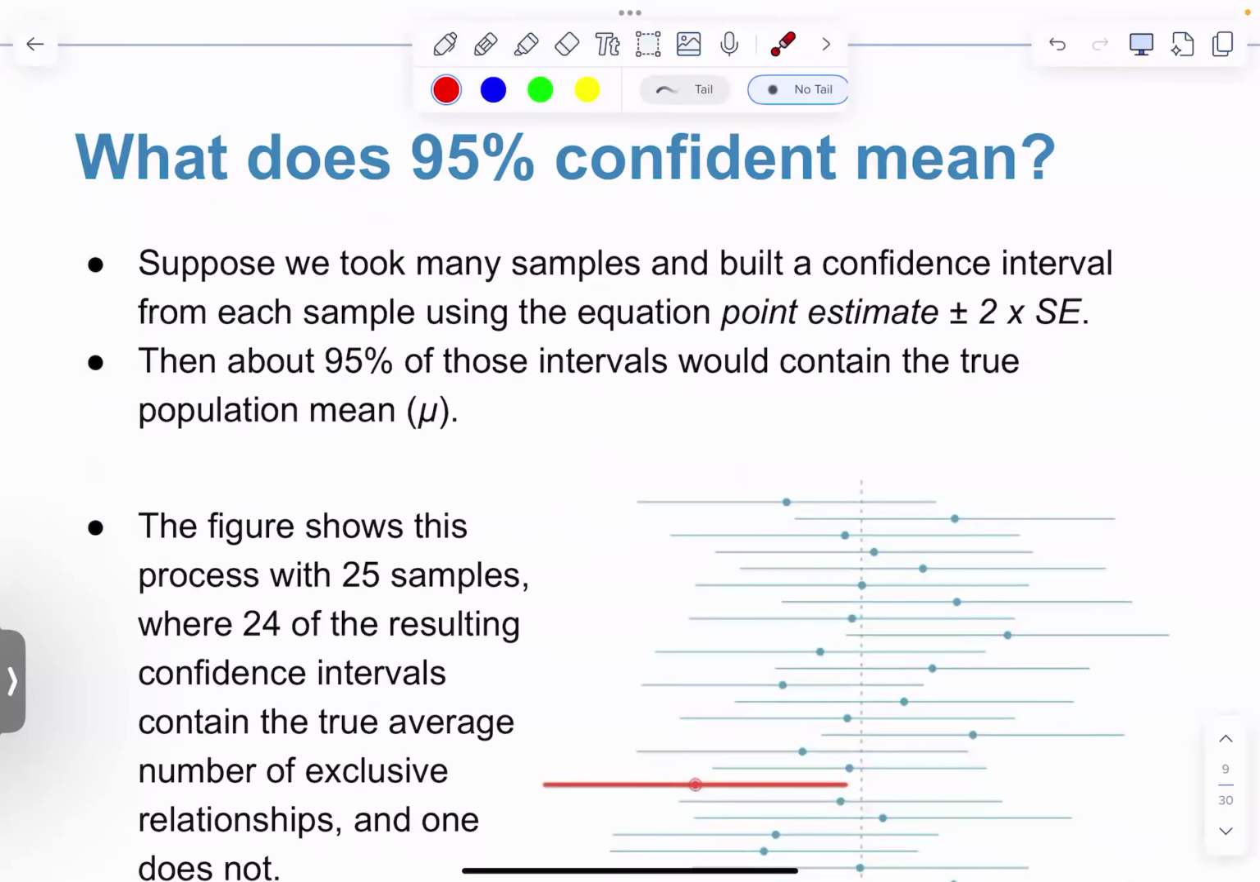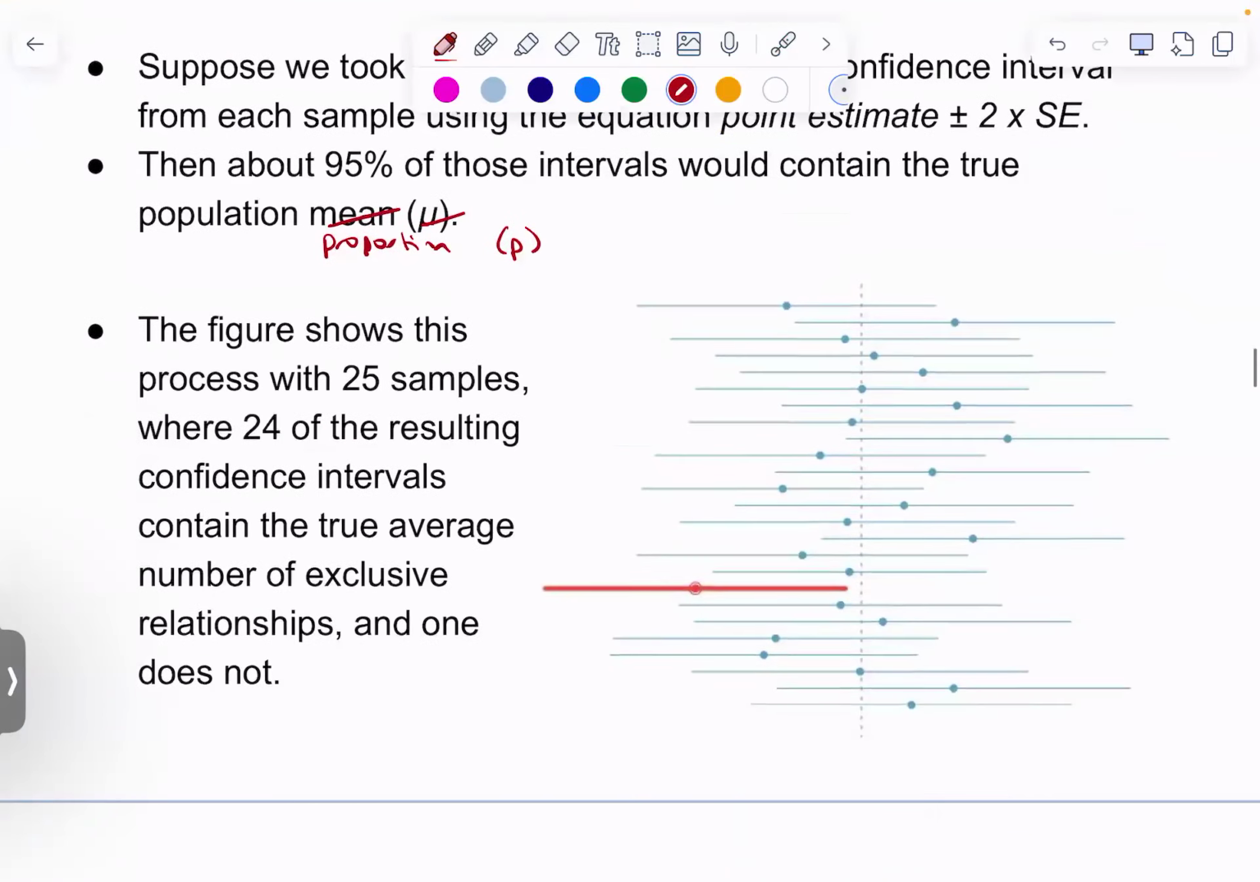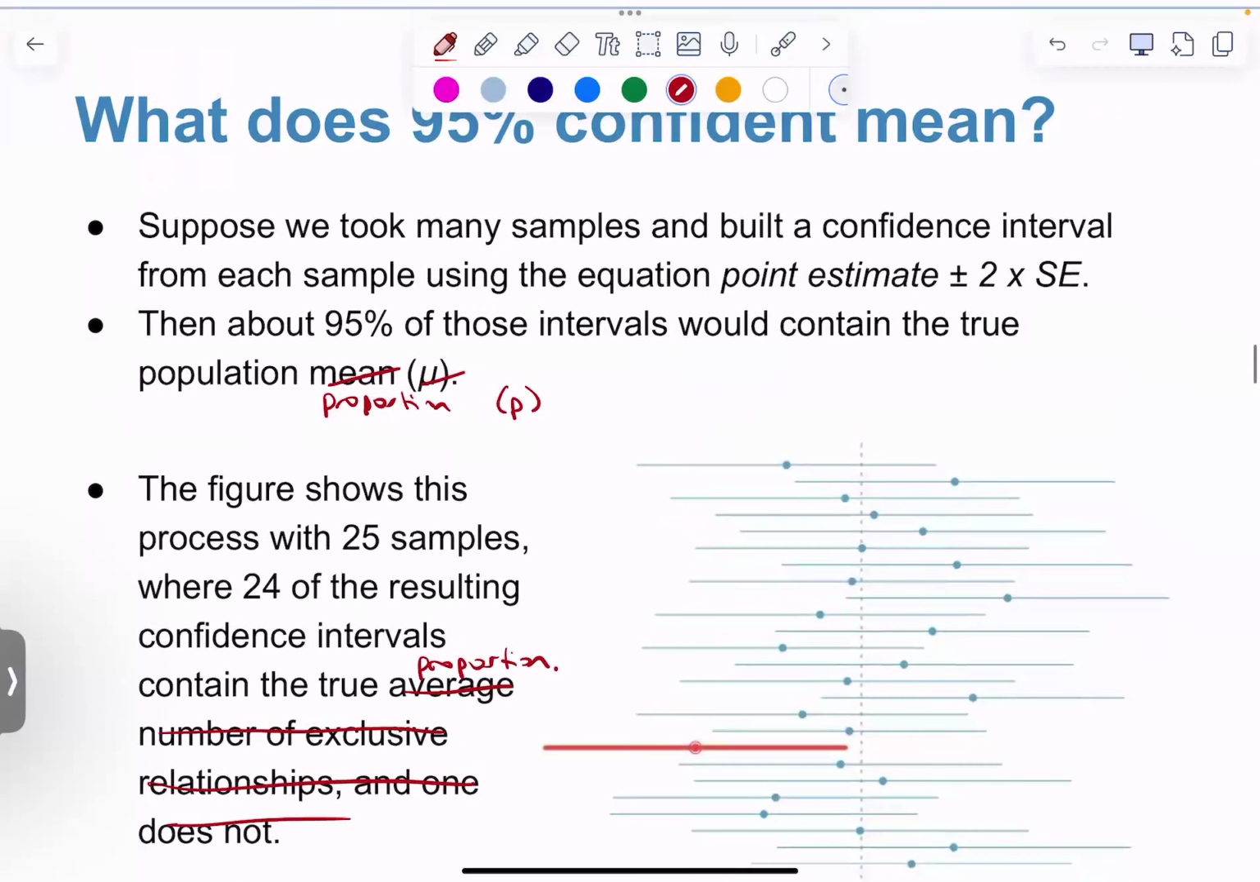So like we saw, here's a visual of what 95% confident means. I'm going to change this to the proportion, since that's what we're talking about. Contain the true proportion. I don't know where she got that example from. Exclusive relationships, going steady.